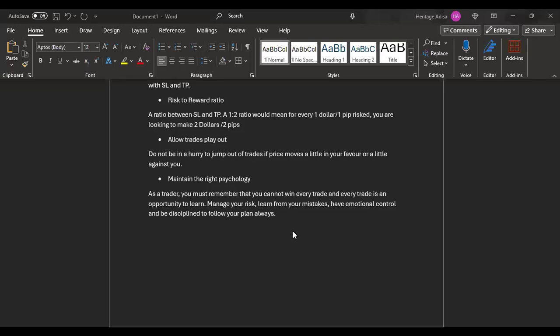Okay. This one says, can one apply the two methods of setting stop loss and take profit on one trade?